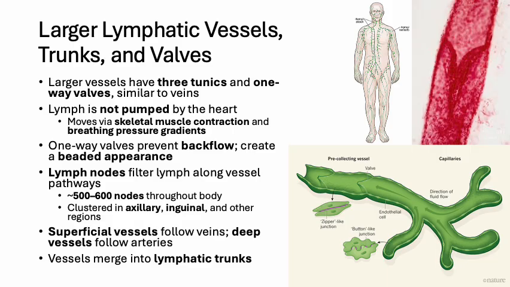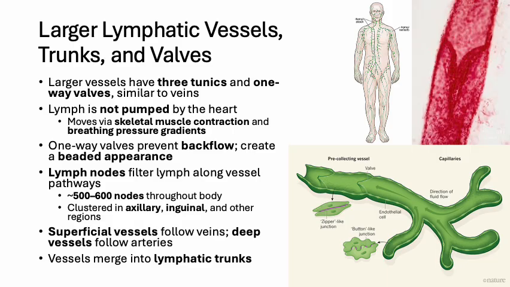Unlike blood in the cardiovascular system, lymph is not actually pumped by the heart. Instead, it is propelled through the vessel by external forces, including the contraction of skeletal muscle during movement and the pressure changes that occur during breathing. These forces generate a pressure gradient that pushes lymph forward, and then the valves ensure it moves in one direction.